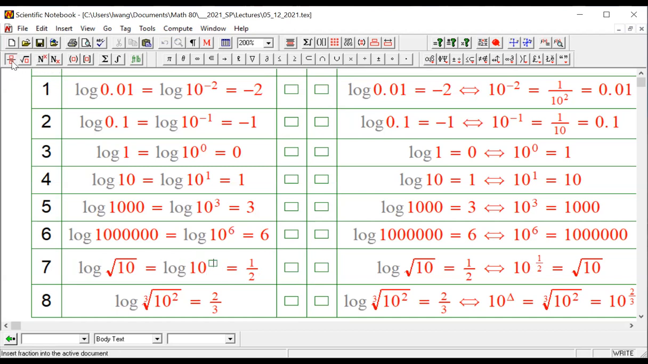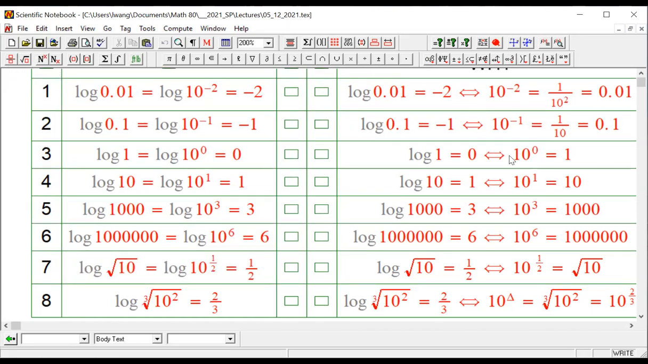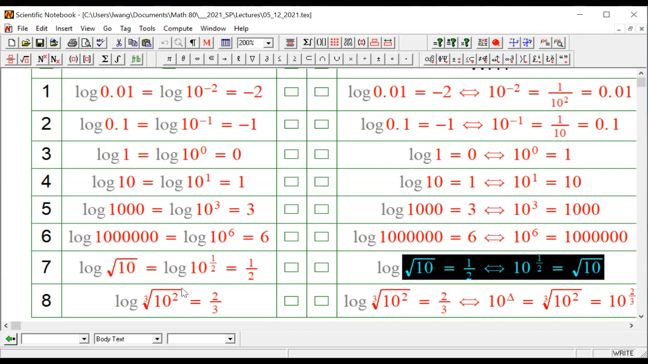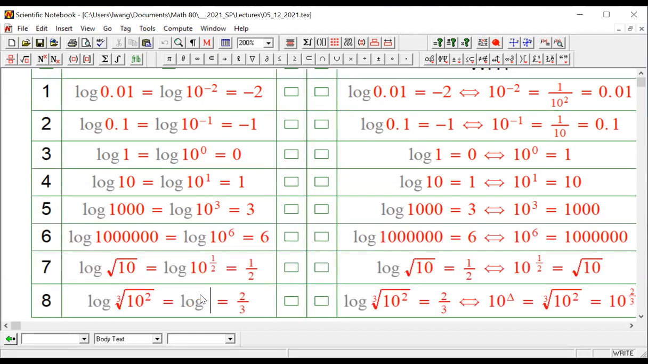So I combine the reasons over here. How about here? That's gonna be log 10 to the power of 2/3. What do you see? What pattern do we see? We saw some patterns, right? And then you may say, oh, maybe this pattern only worked for base 10.